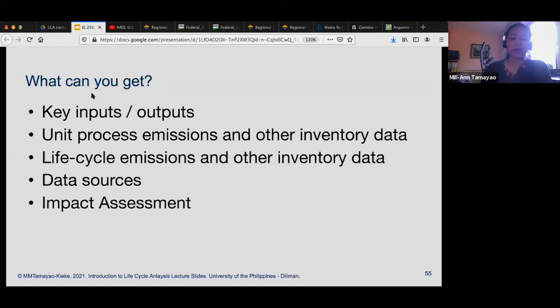Now, what can you get from tools such as SimaPro? You can get key inputs or outputs, unit process emissions and other inventory data, life cycle emissions and other inventory data, the data sources, and of course, documentation of the data, and then impact assessment.